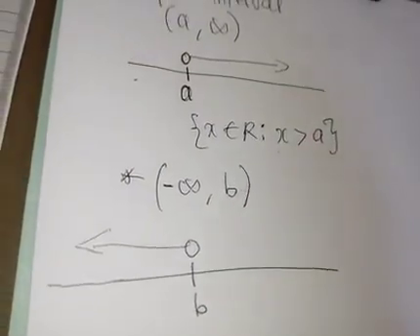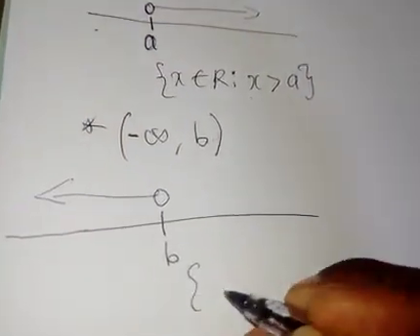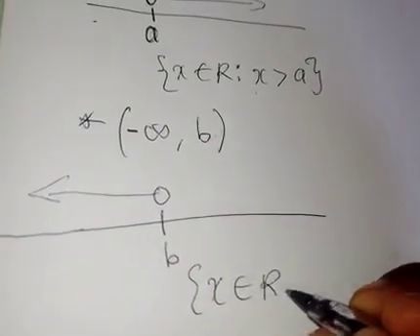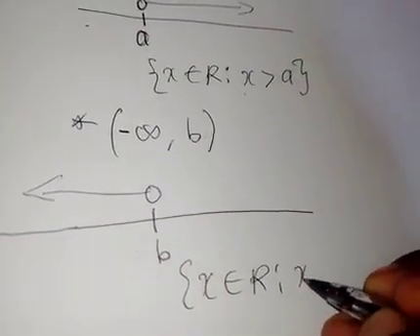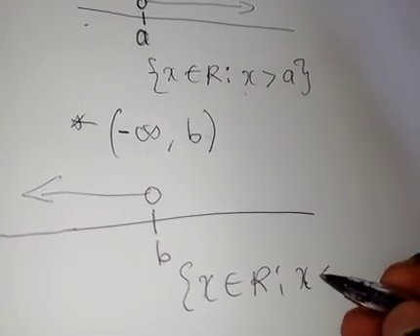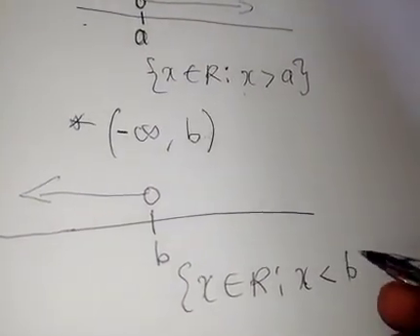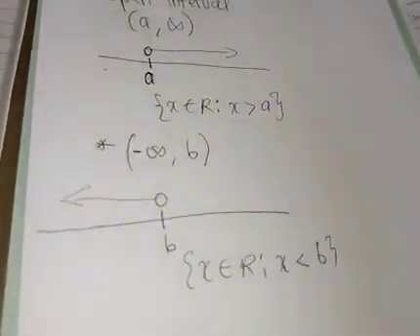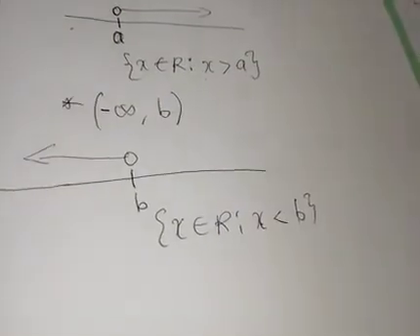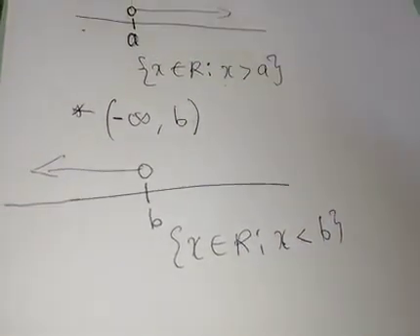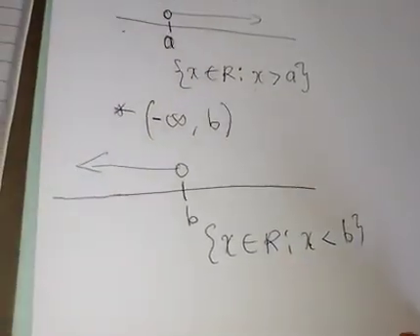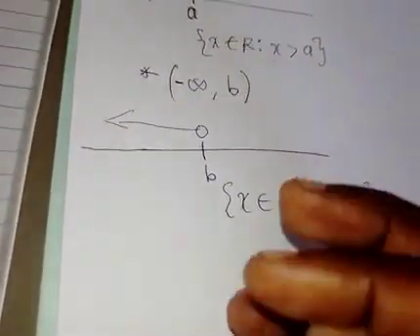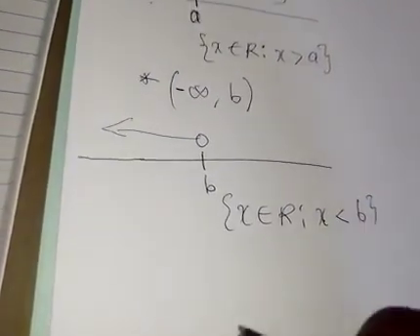So for this one, set builder notation will be X being a member of R, such that X is less than B, meaning we are going all the way down to negative infinite like that. So these are just some of the cases you'll be encountering when solving questions.